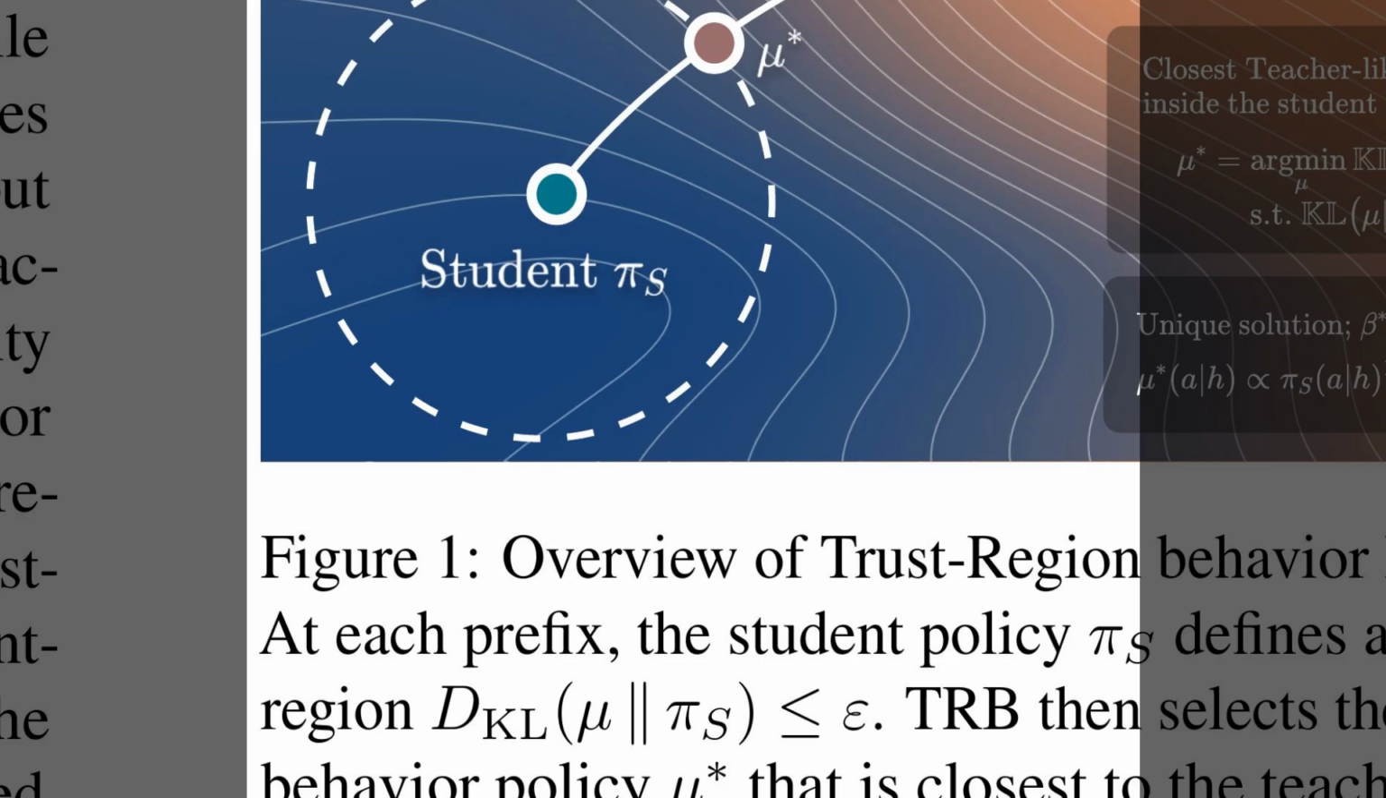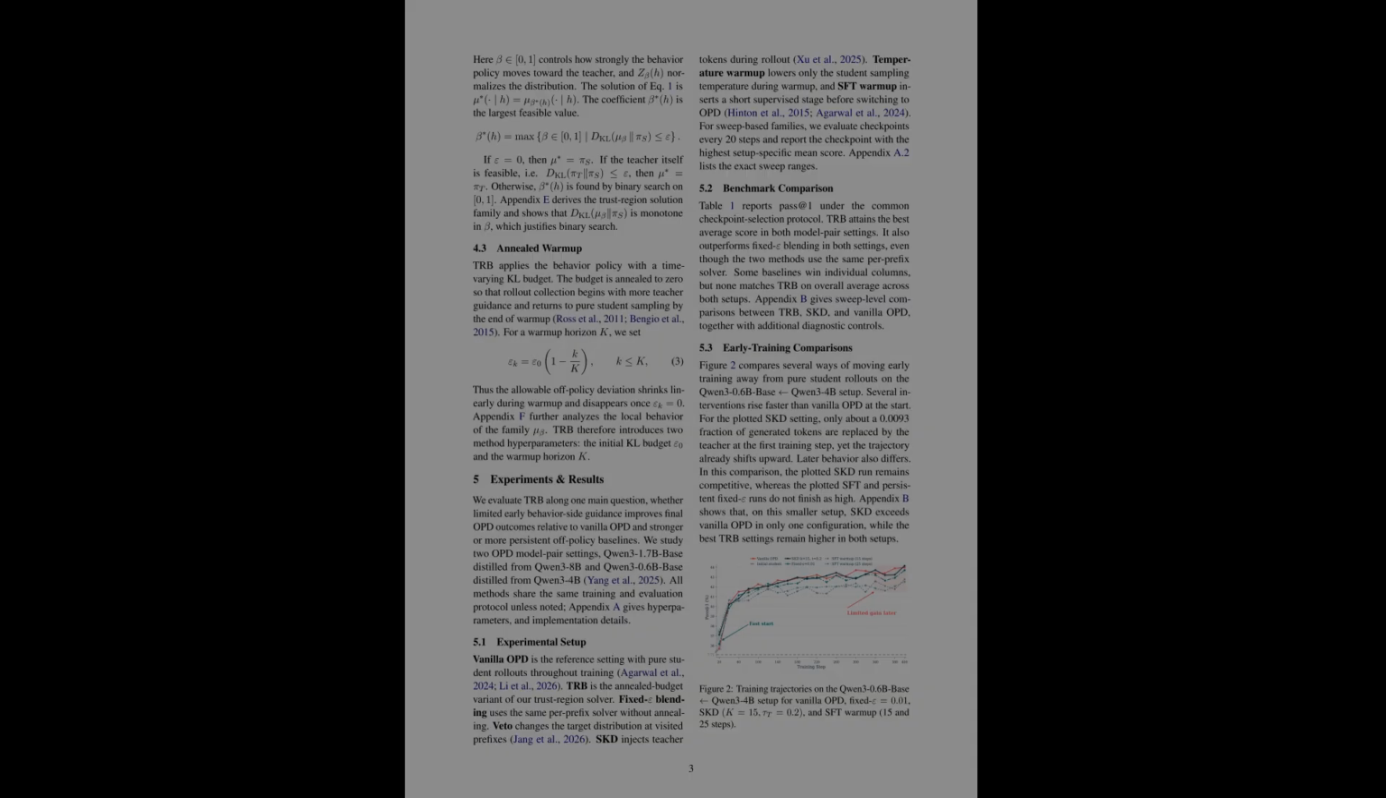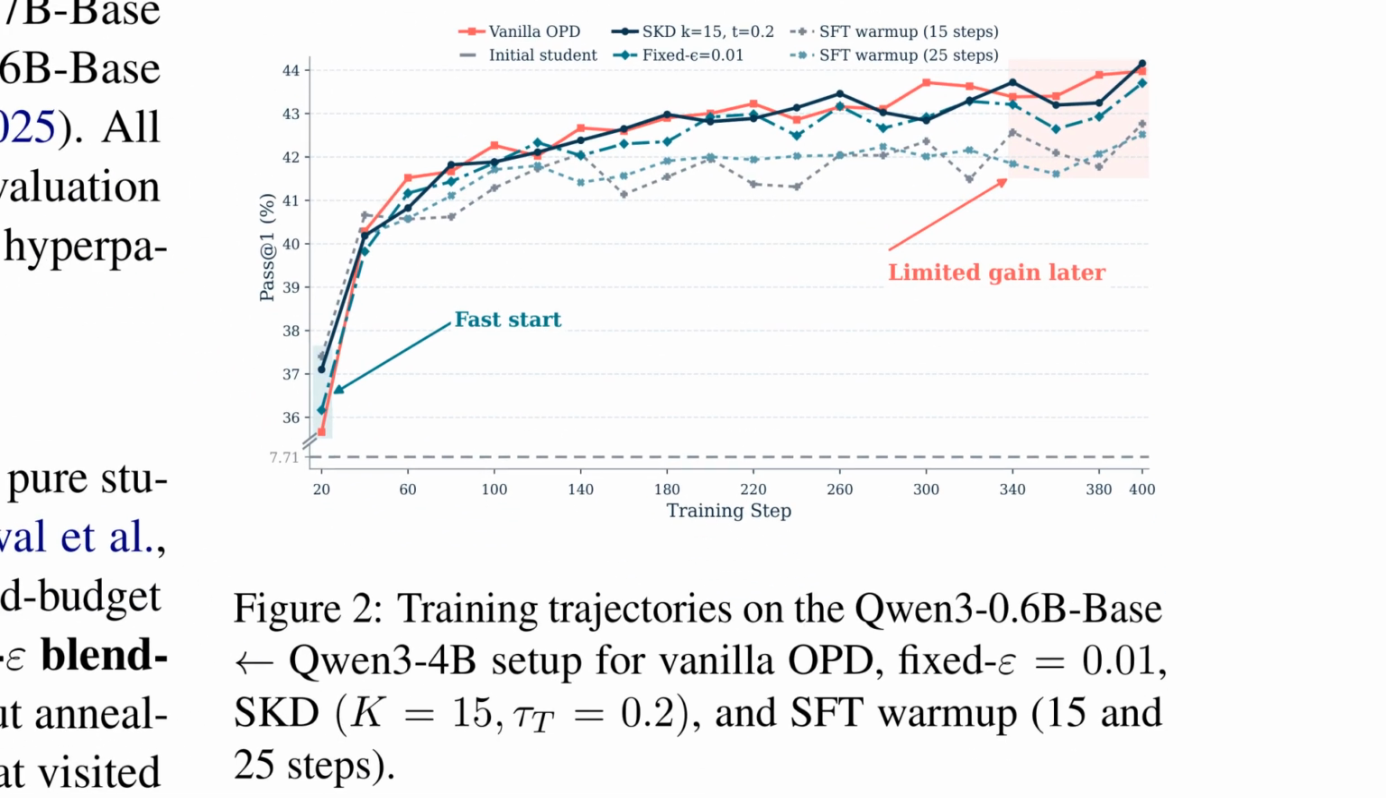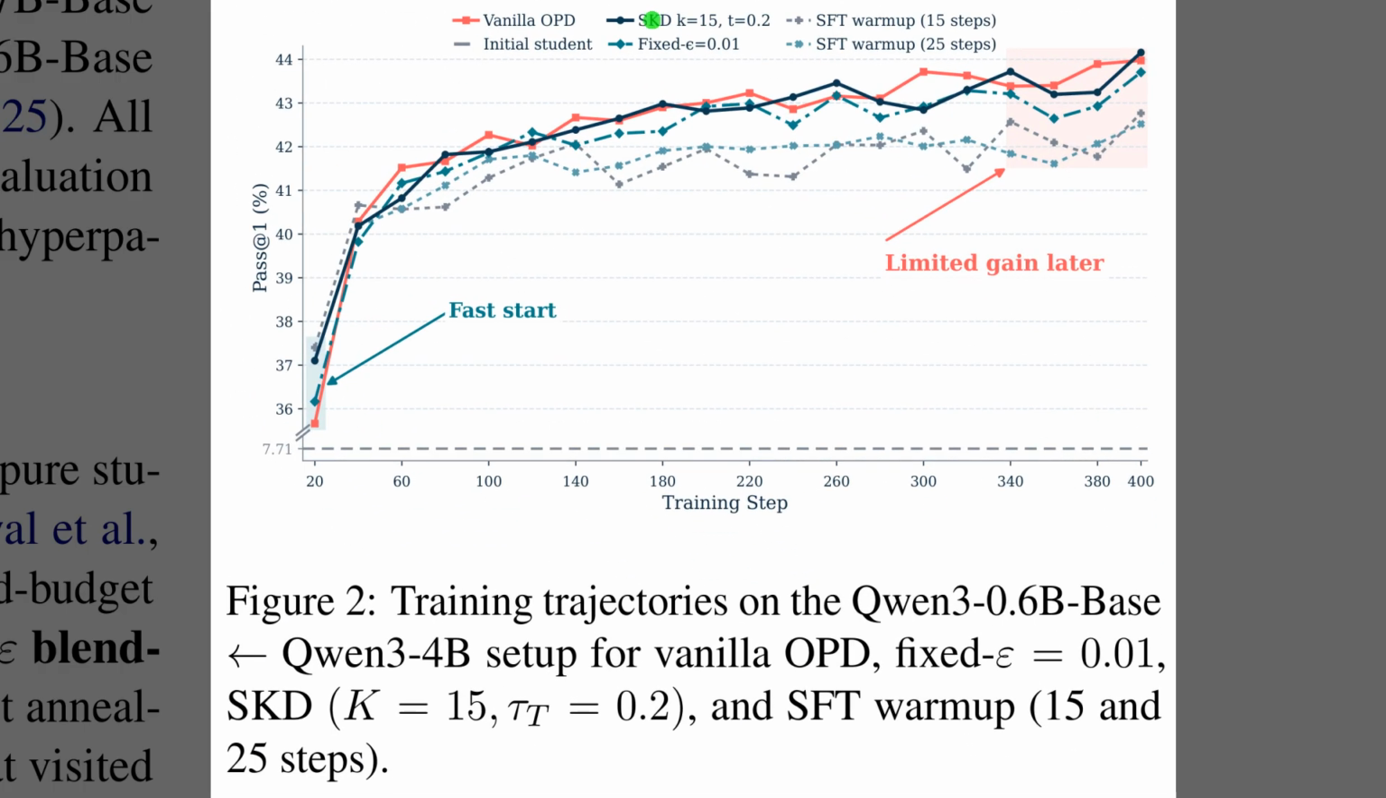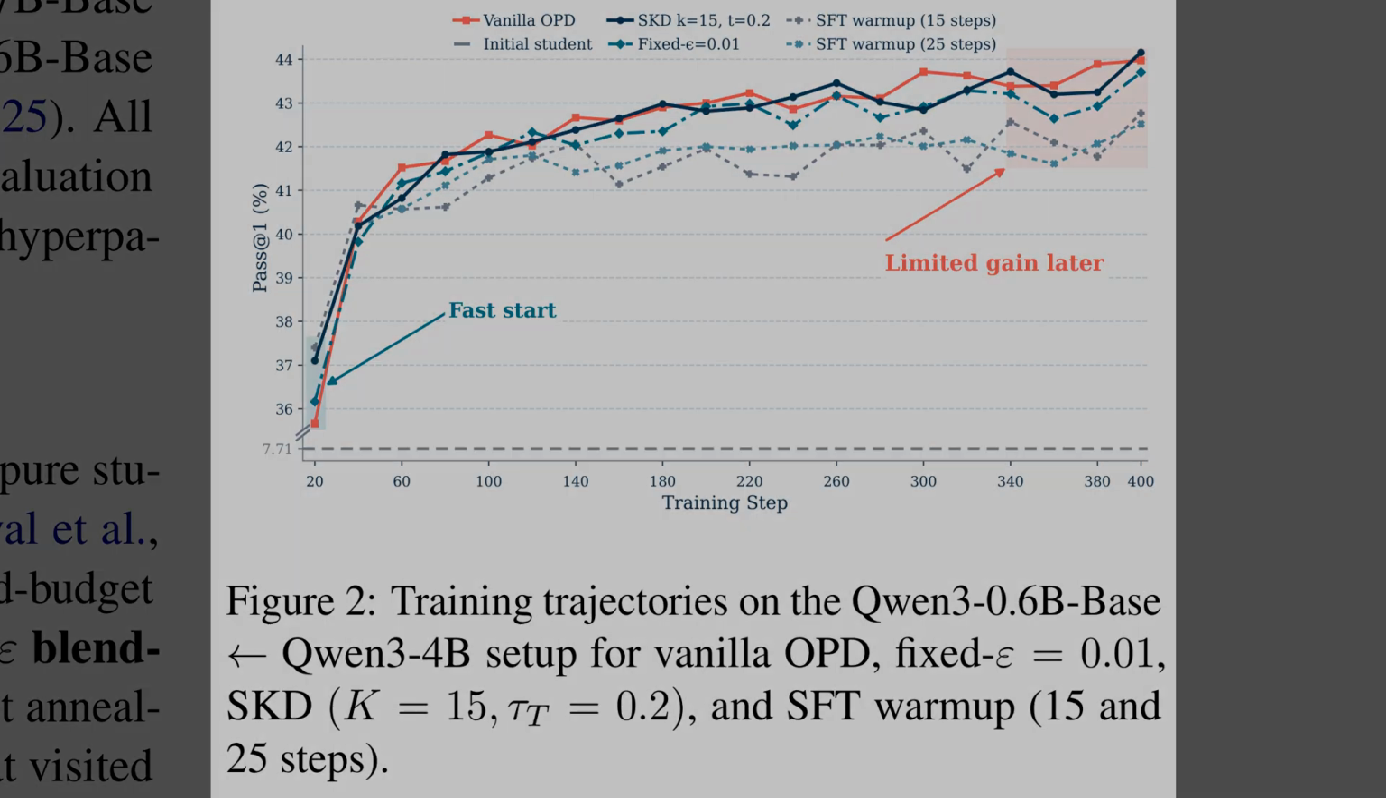As training progresses, this circle shrinks, eventually forcing the behavior policy to merge completely back with the student policy. Figure 2 illustrates how different interventions affect the student model's training trajectory over 400 steps. At the very beginning, several guided methods show a fast start, rising rapidly compared to the initial student performance. However, there is limited gain later for techniques like supervised fine-tuning warm-up and fixed epsilon blending, which plateau below the vanilla baseline. This highlights why a temporary adaptive warm-up is so crucial.